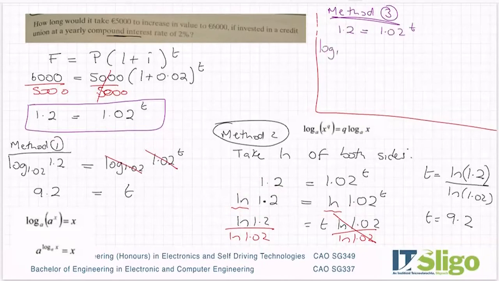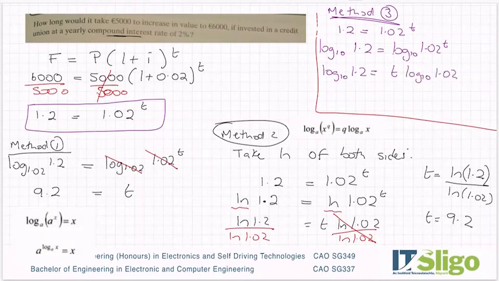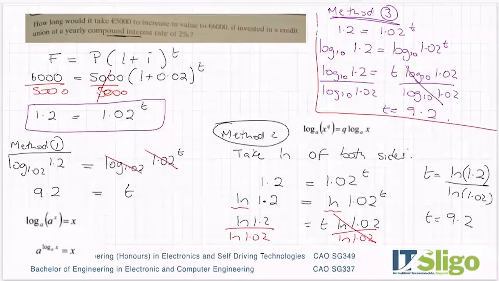And this time let's take log to the base 10, or just log of 1.2 being equal to log of 1.02 to the power of t. Using the same rule, the whole reason we take logs is so we can take that t from being a power down in front. That's why we do this. That's why we take the logs of both sides. And then you're going to divide both sides by log of 1.02. If you put that into the calculator, I haven't done it, but you're going to get 9.2.